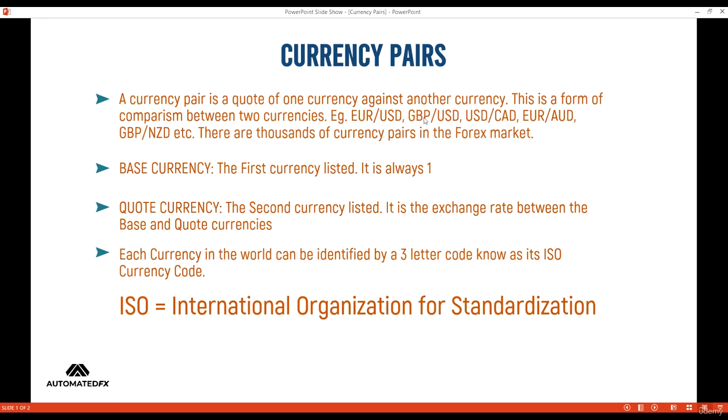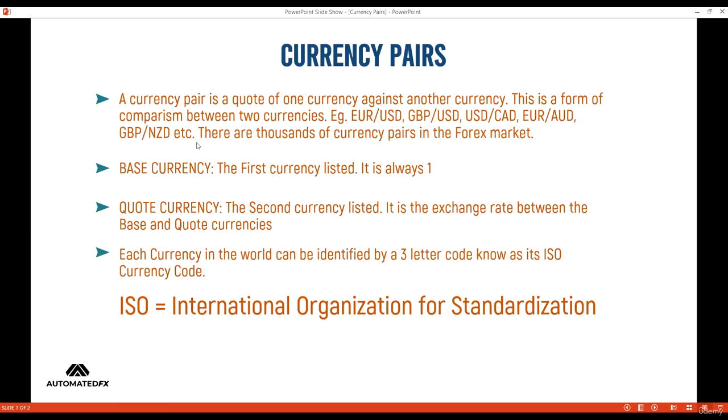There are hundreds or thousands of currency pairs in forex trading. These are examples. This is EUR USD, that's euro against the dollar, and this is GBP USD, that's the Great Britain pound against the US dollar. We have USD CAD, the US dollar against the Canadian dollar. We have EUR AUD, that's euro against the Australian dollar. We have GBP NZD, that's the Great British pound against the New Zealand dollar. And we have a lot more currencies.